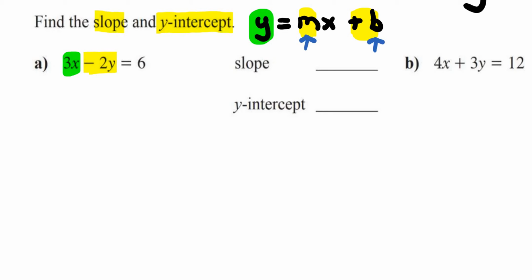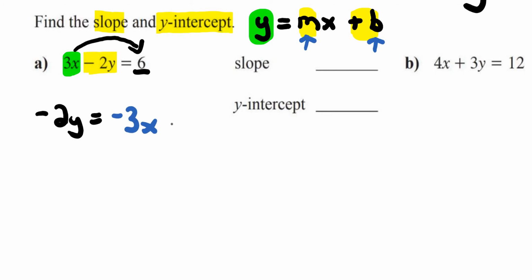Well, I have a 3x here. It's positive on the left-hand side, so we need to move it to the other side. And if I move the 3x to the other side, then it becomes negative 3x. And then this positive 6 still remains as positive 6 on the right-hand side. All right, our goal is to isolate for this y variable here. So let's go ahead and divide each side by negative 2.